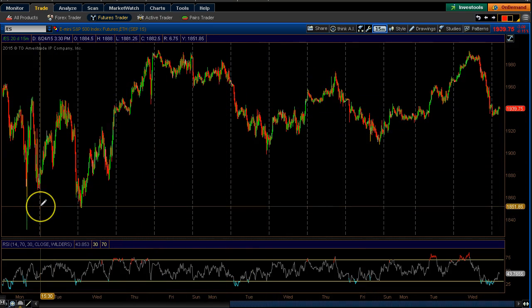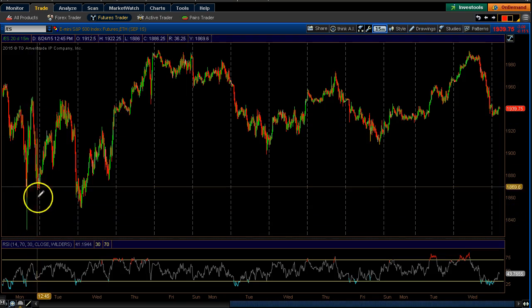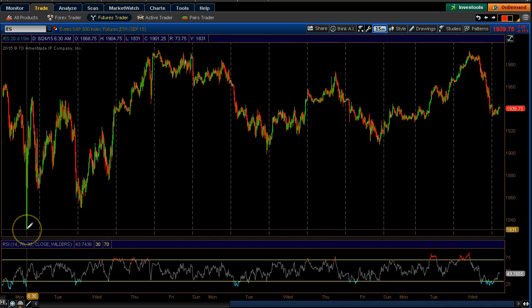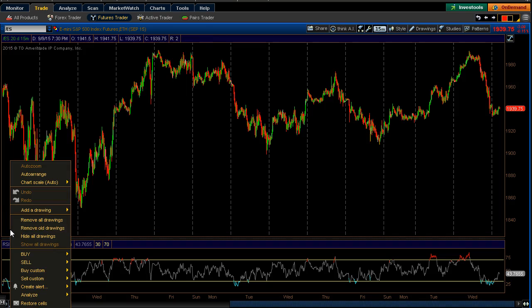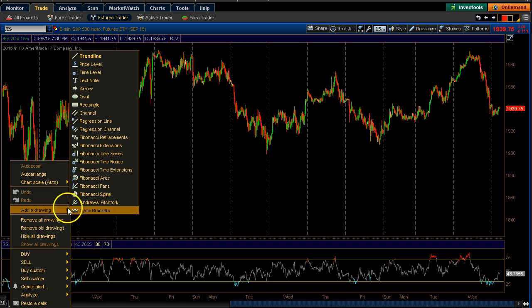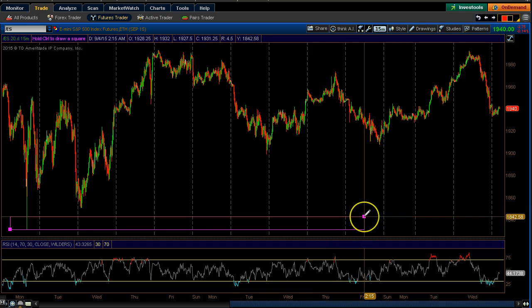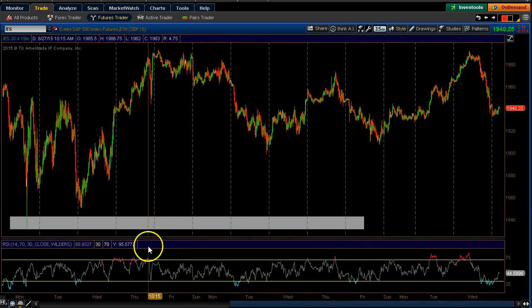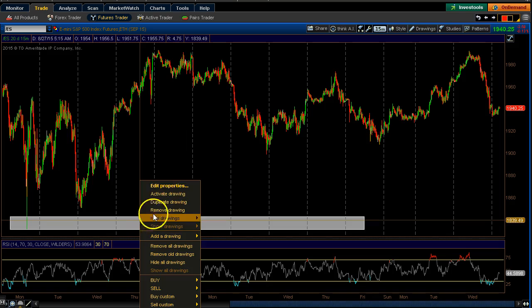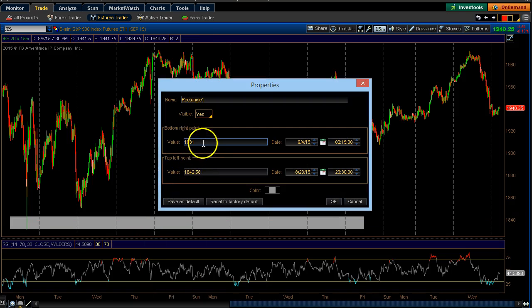What we're going to do is use a rectangle to draw these zones. So we now know we have a low here, correct? At 1831. So what I'm going to do is take my mouse, right click, go to add single drawing. From here I'm going to go to rectangle, okay? And I'm just going to do something like this, real basic. Then I'm going to right click, edit profiles, okay?